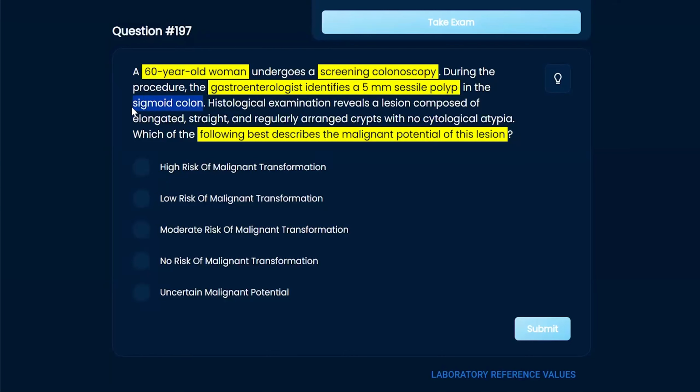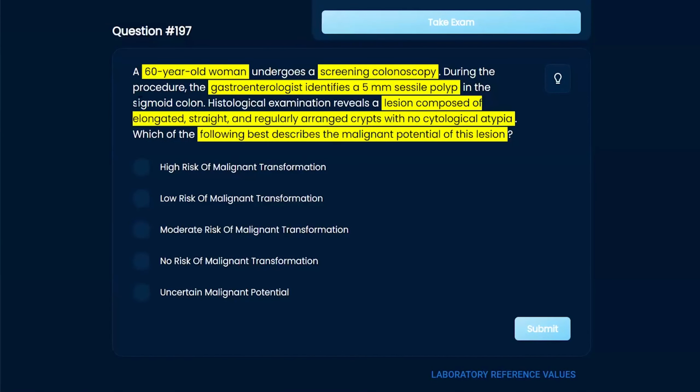Histology reveals that the lesion is composed of elongated, straight, and regularly arranged crypts with no cytological atypia. Which of the following best describes the malignant potential of the lesion?